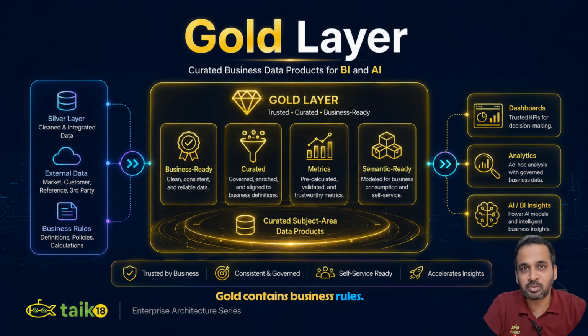Gold contains business rules. For example, how do we calculate revenue? How do we calculate margin? What is an active customer? What is available inventory? How do we define target achievement? These rules should be agreed with business owners.